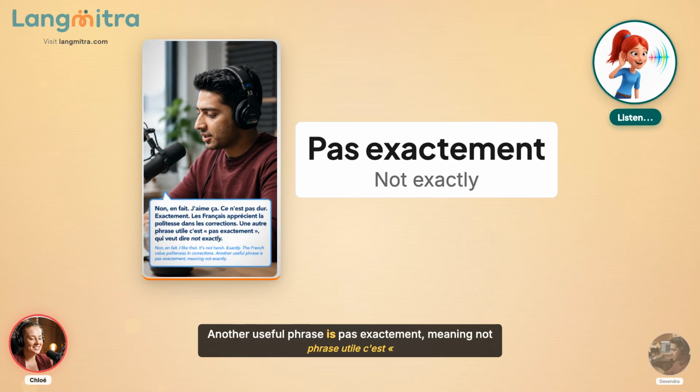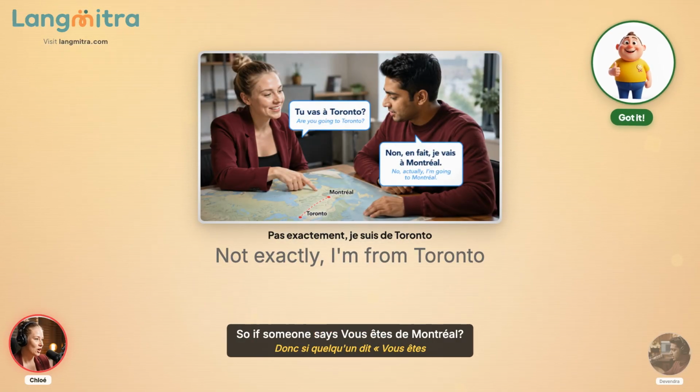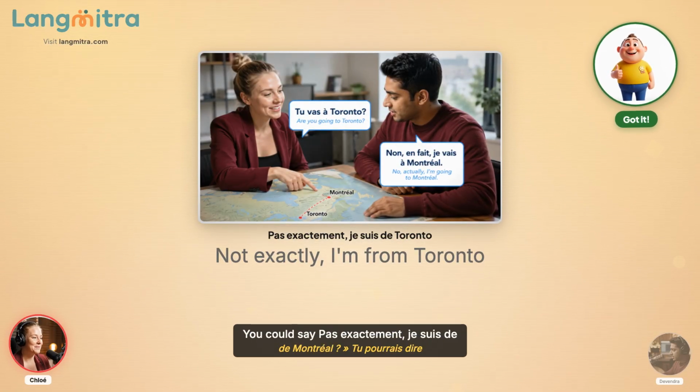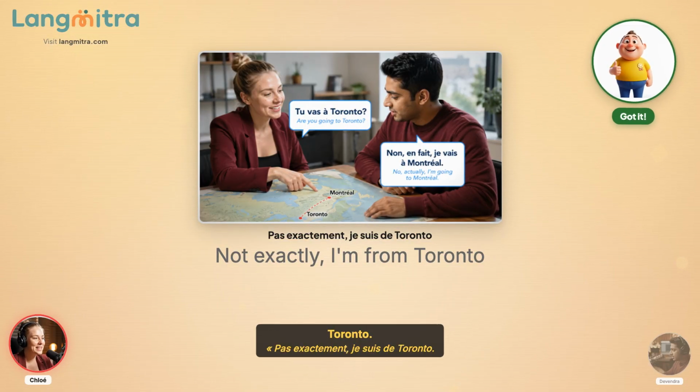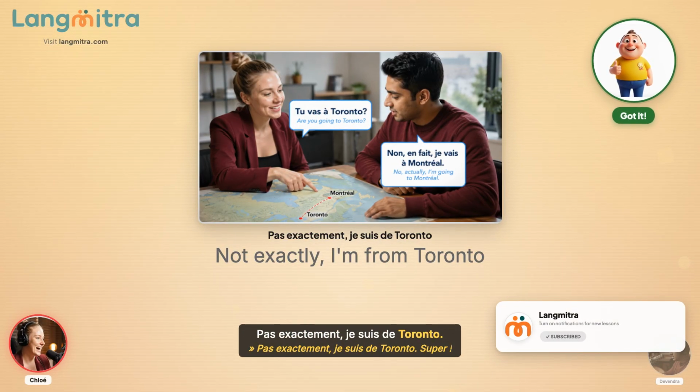Another useful phrase is pas exactement, meaning not exactly. So if someone says, Vous êtes de Montréal? You could say, Pas exactement, je suis de Toronto.